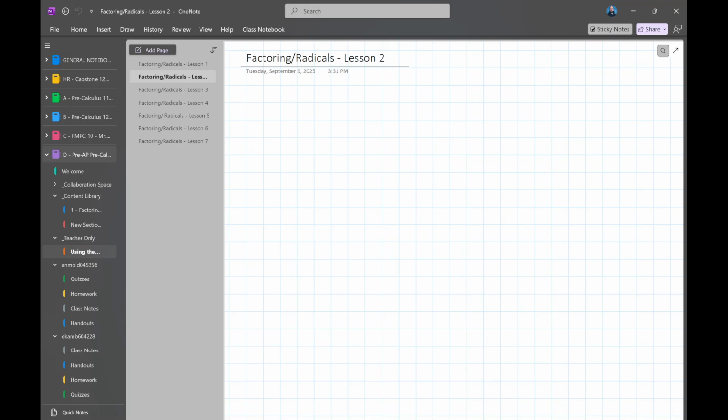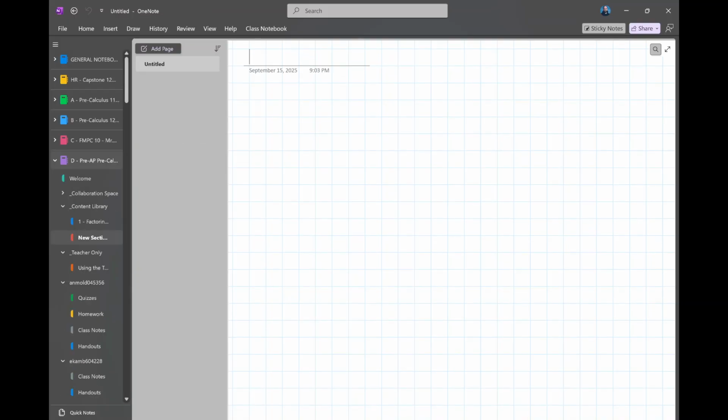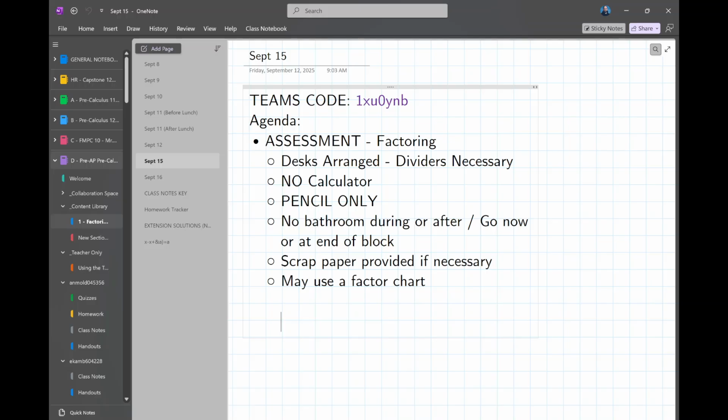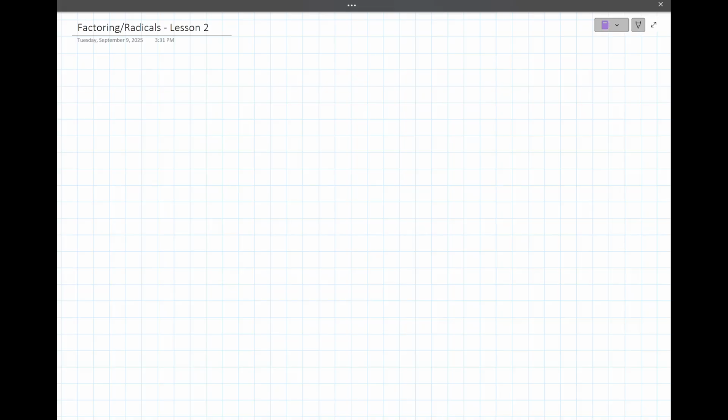All right, pre-AP 11. Let's take a look at factoring in radicals lesson 2. Oh, we lost it. There we go.